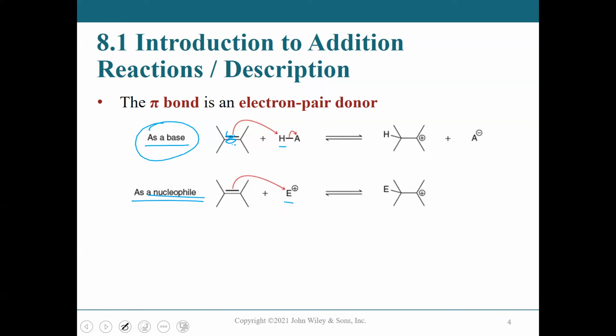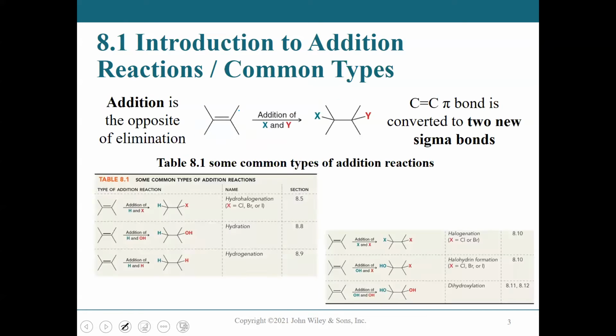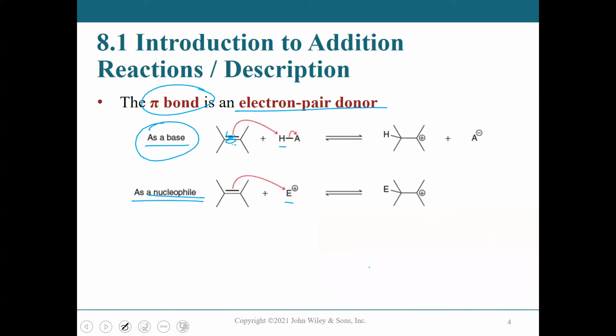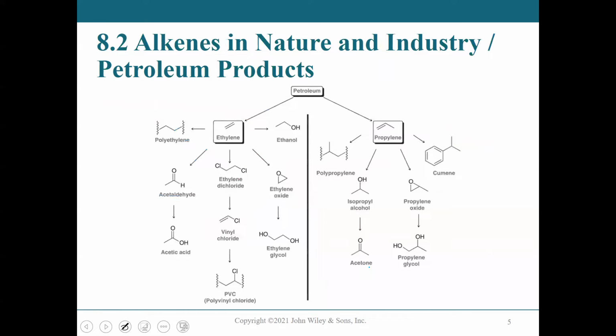Normally we call it an electron source. So the pi bond is an electron pair donor, and it will act as a base or as a nucleophile. For example, if you look here, if it attacks the hydrogen, it's a base. But here, if it attacks the X, it would act as a nucleophile. If it attacks here, it would also be a nucleophile. So depending on the situation, we always use the pi bond as an electron pair donor.